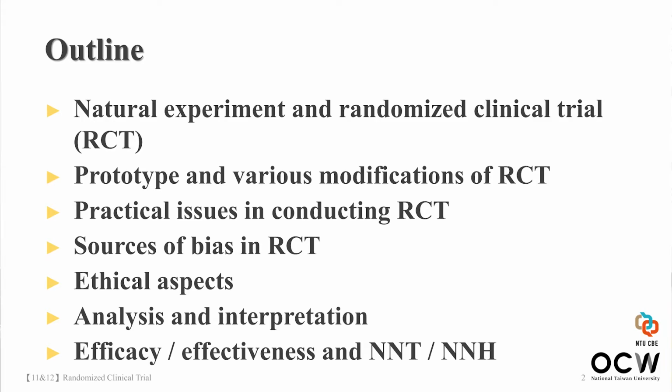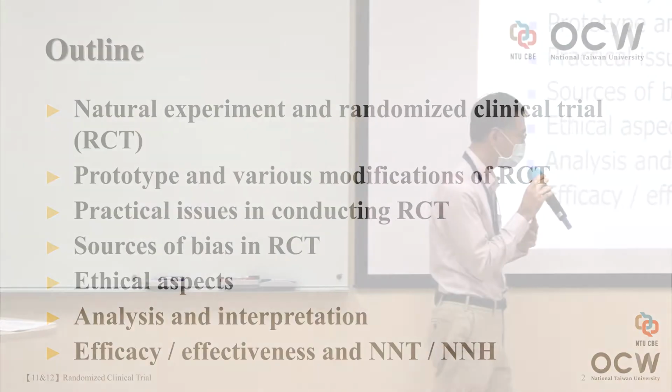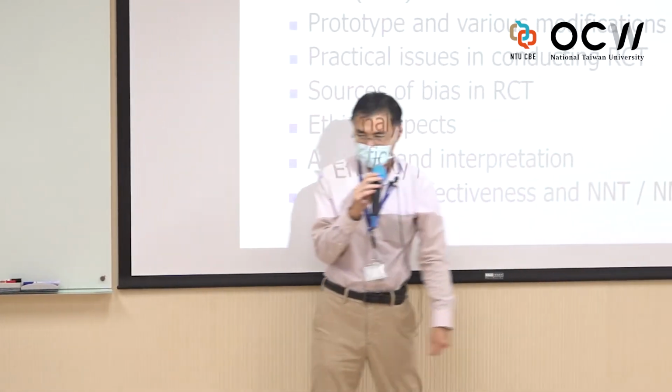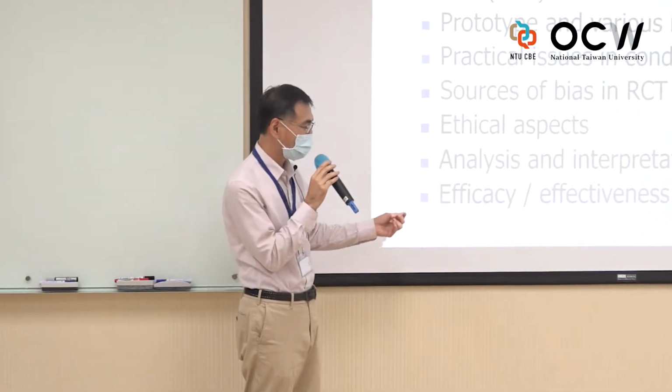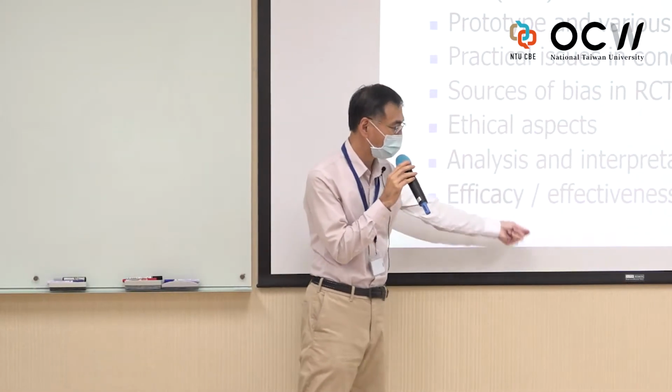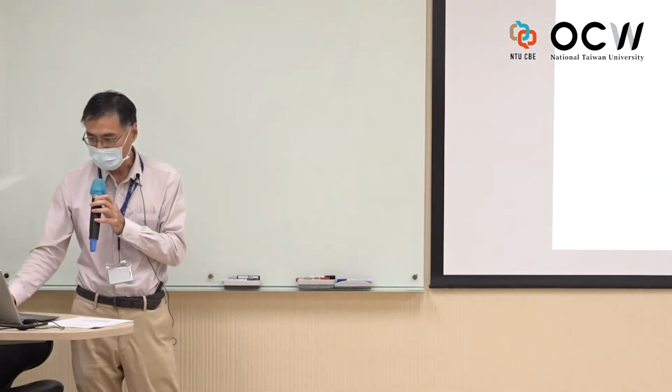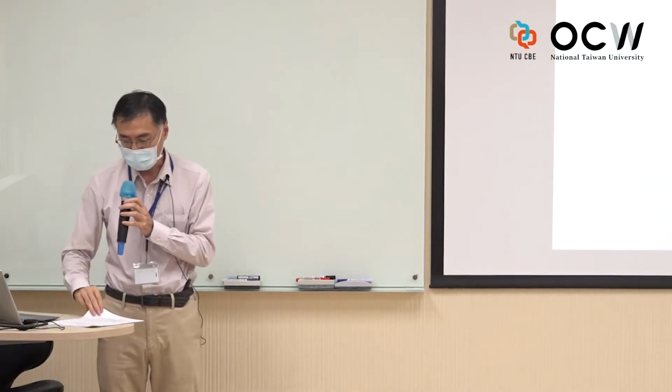Again, there are several essential indicators used to compare the effectiveness of the intervention, which are NNT and NNH. There are two indicators. But first of all, you need to understand the differences between efficacy and effectiveness. Talking about a natural experiment, that's what people do.